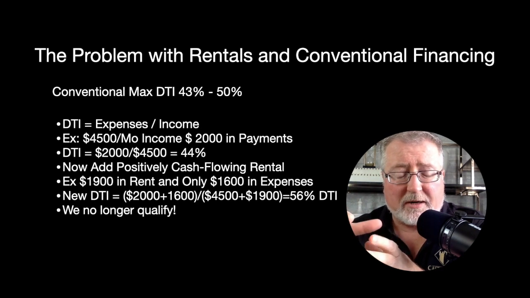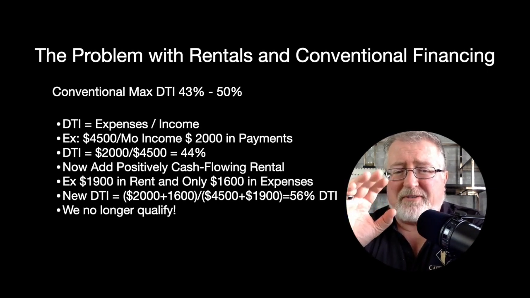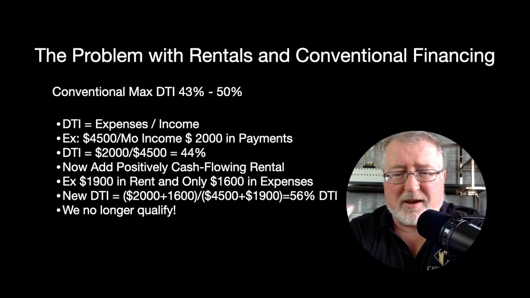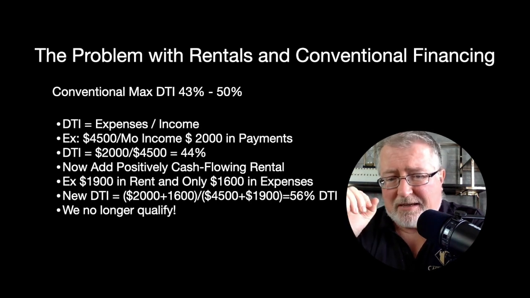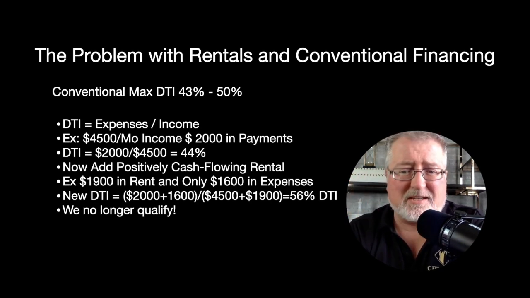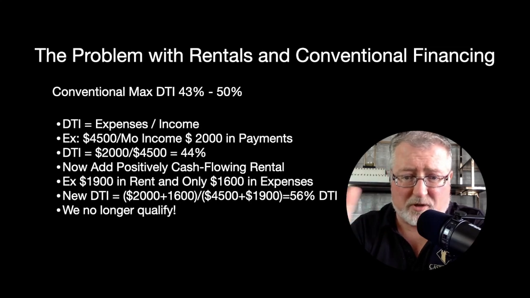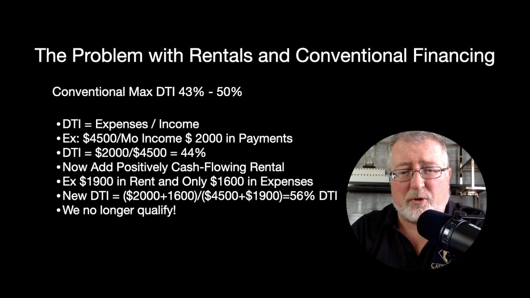Not a problem there. But let's say that you go out and you find a fantastic rental property that's bringing in $1,900 a month of rent, and it's only going to cost you an extra, say, $1,600 in expenses, meaning principal, interest, taxes, insurance, and HOA on the new property. So you're positively cash flowing $300. But let's see how Fannie Mae and Freddie Mac are going to look at that with a conventional loan.